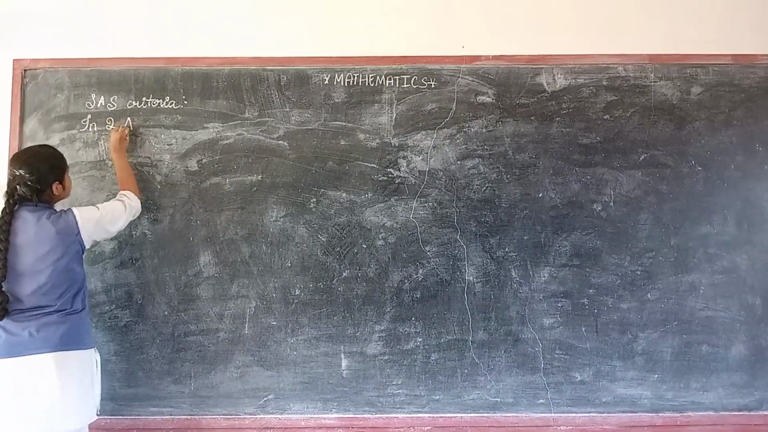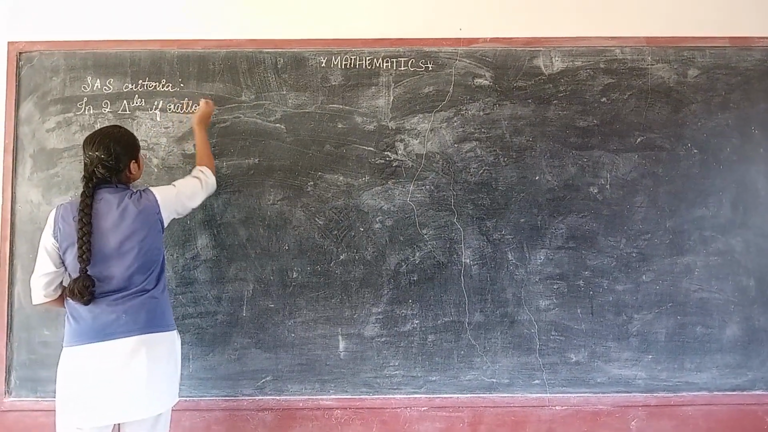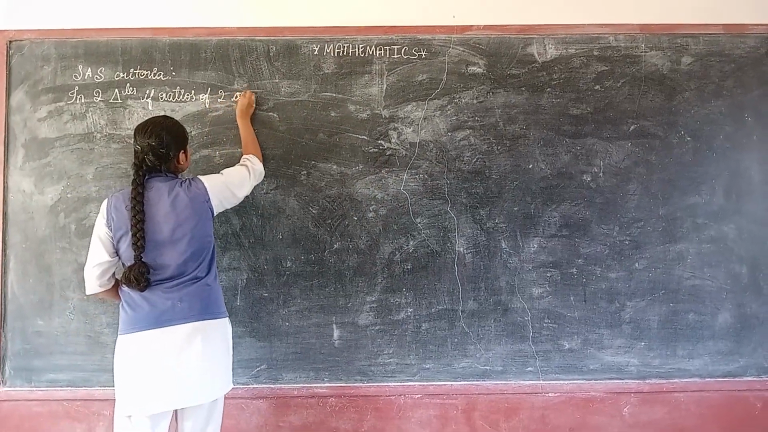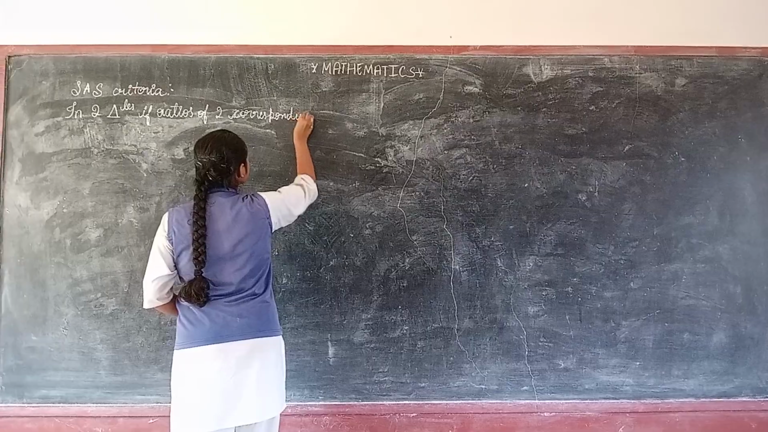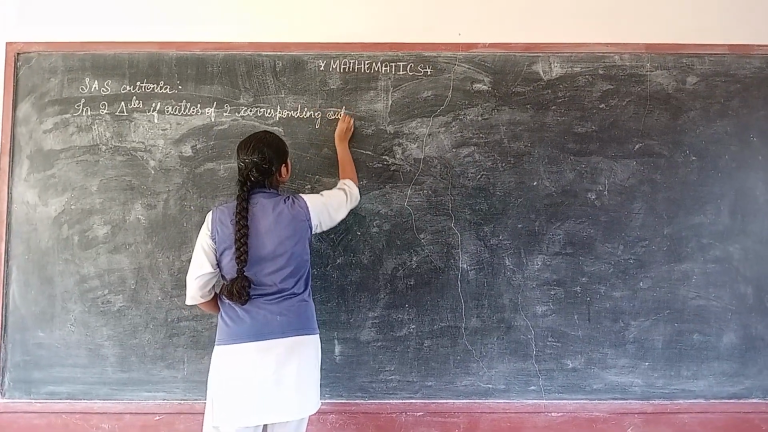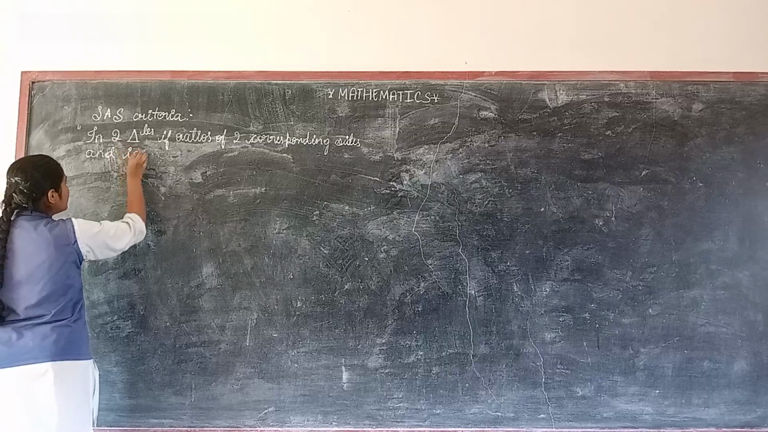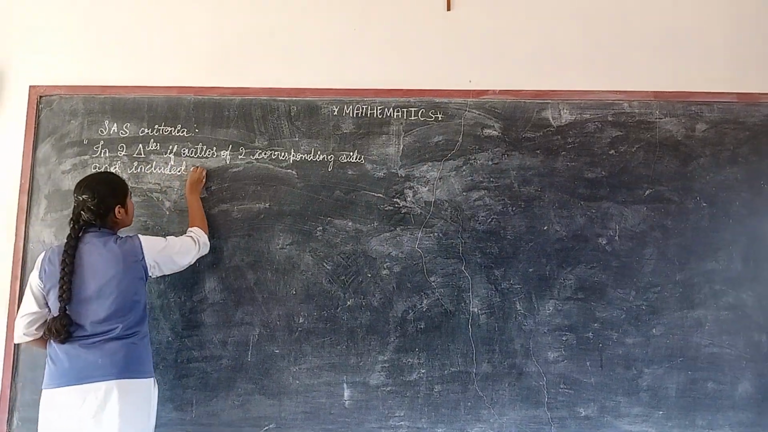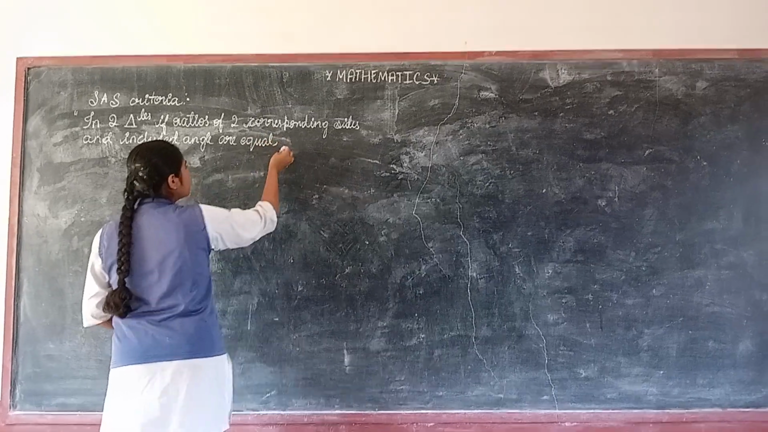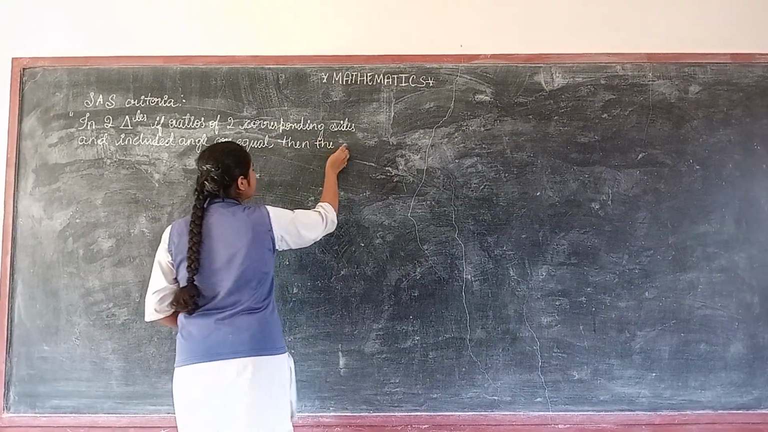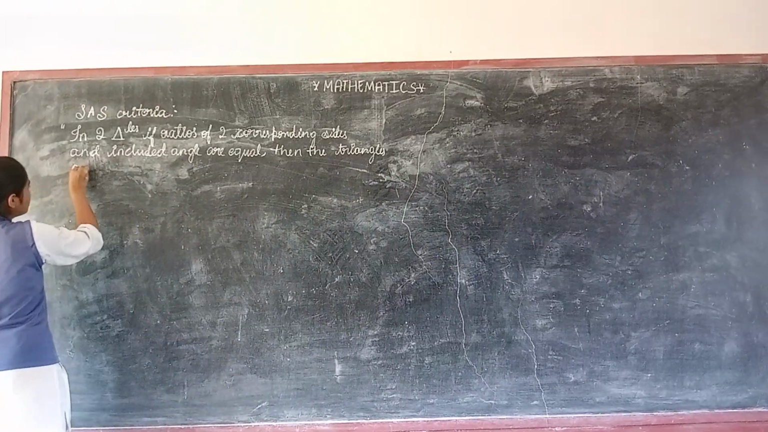In two triangles, if ratios of two corresponding sides and included angle are equal, then the triangles are similar.